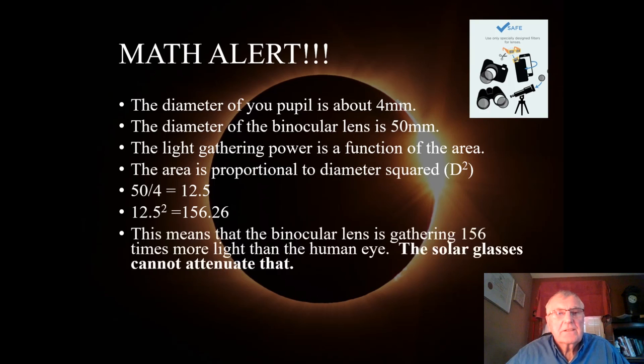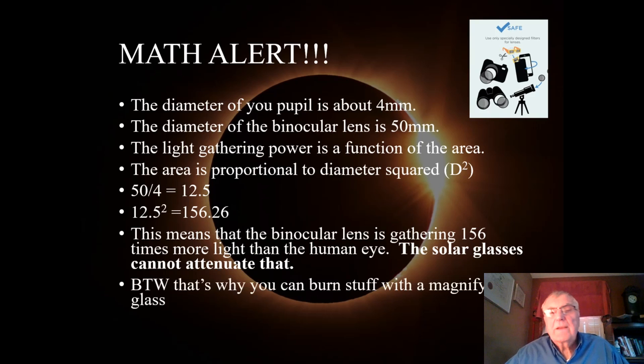What's that telling us? That means that the binocular lens is gathering 156 times more light than the human eye. What that means is those solar glasses are not going to work for that. By the way, that's why you can burn stuff with a magnifying glass, okay? I'm sure you've all tried that at one time or another. So if you're going to use a pair of binoculars, make sure you put filters on the lenses, not on the backside.